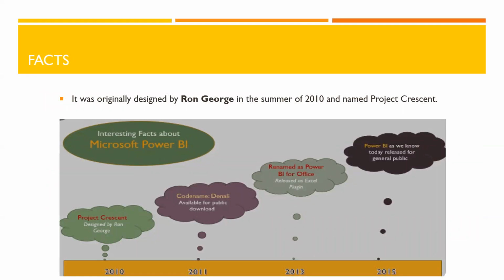Okay, so now moving on to the next thing, that is Power BI facts. It was formed by Ron George in 2010. At that time, the name of this service was Project Crescent. Later, in 2011, it was made publicly available with the name Denali. After that, it was renamed Power BI for Office and released as an Excel plugin. And in 2015, we got the version that we are using today, but more upgraded.